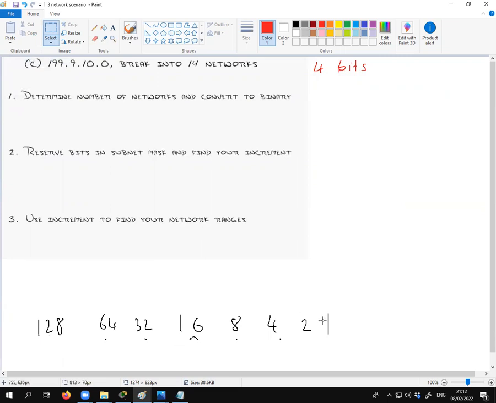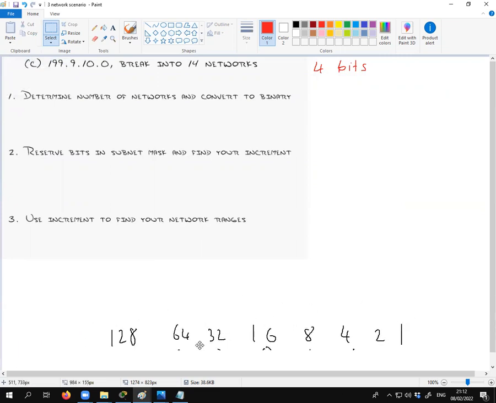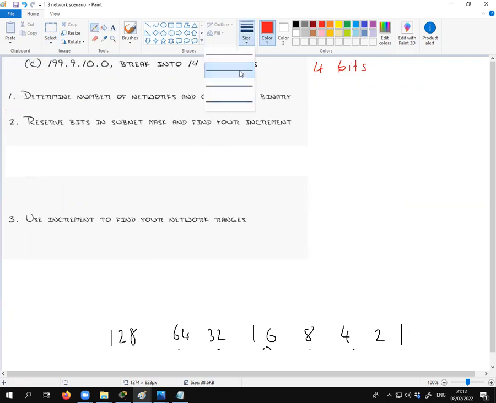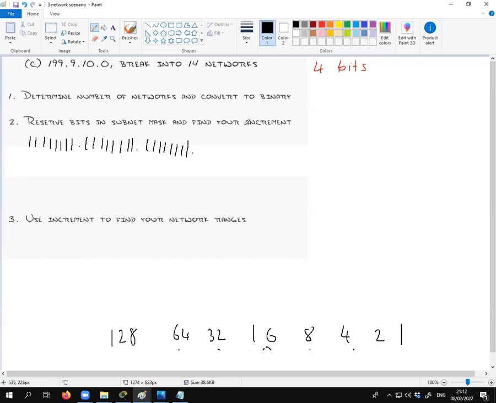Put that down there. And the second part is reserve those 4 bits in the subnet mask and find the increment value. Your default subnet mask is 255.255.255.0. So 8 bits dot 8 bits dot 8 bits dot, and then 0, 0, 0, 0, 0, 0, 0, 0.